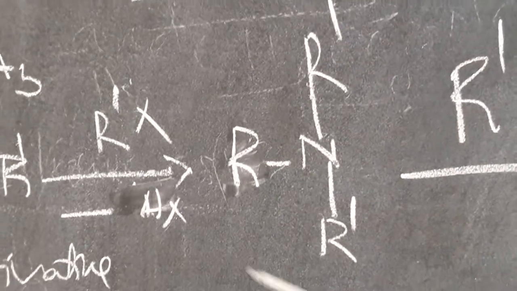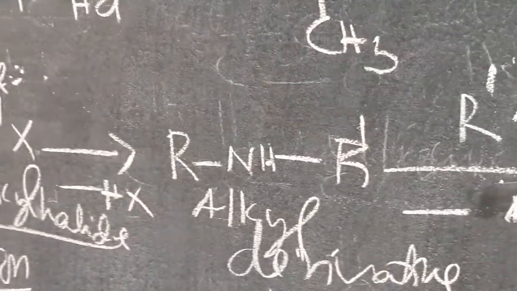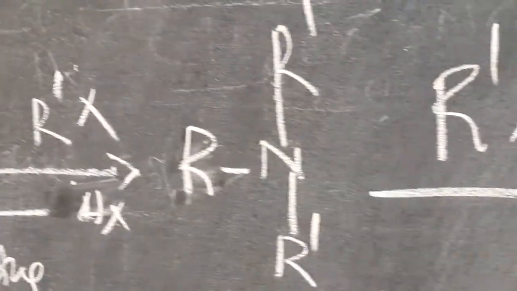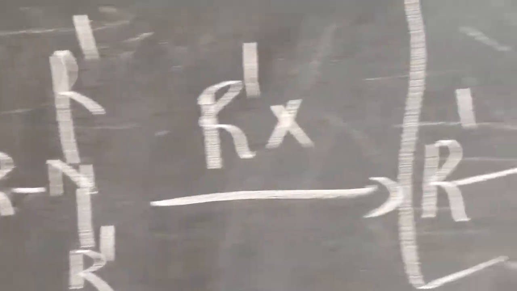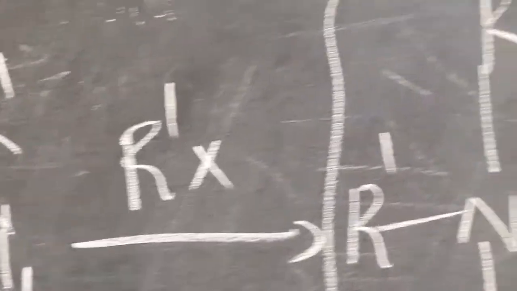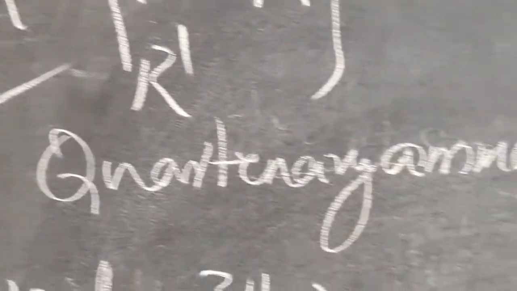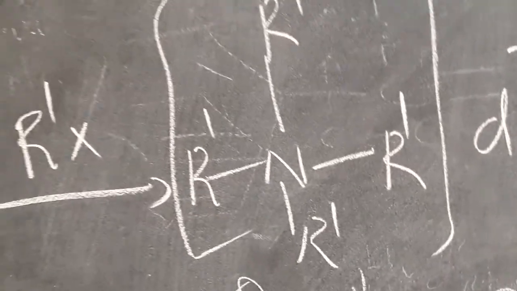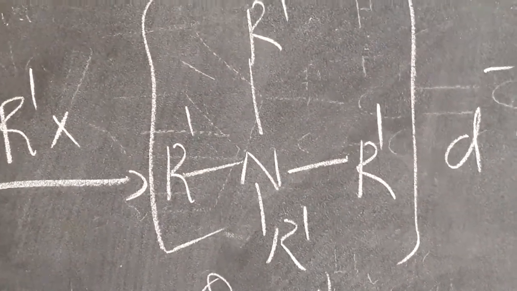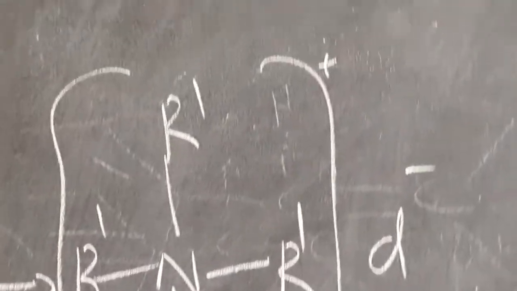You are getting a tertiary amine. So primary amine will change into a secondary amine will change into a tertiary amine. And finally, again one more molecule of RX will react and you are getting a quaternary ammonium salt. This is the quaternary ammonium salt. R4N positive charge Cl minus.